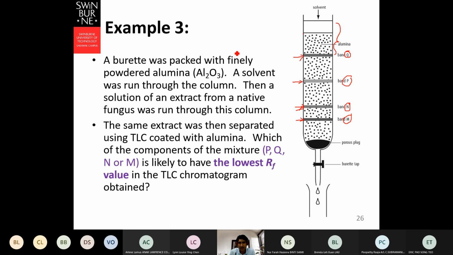We started from the zero line, 0 millimeter, right? And then this is the first one it got. So this is the nearest to the zero line. It should be Q, right? Because this is the nearest. It did not get far. So the distance, it did not travel much.